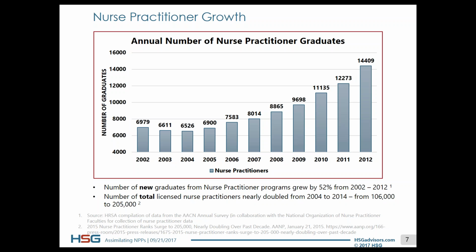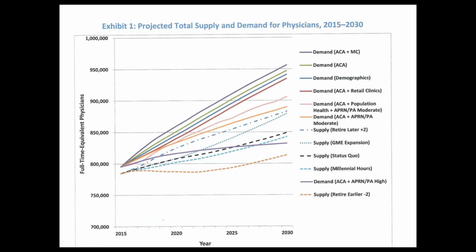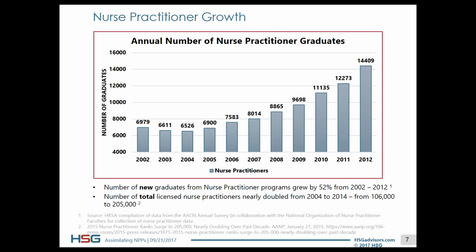And if we look at the total licensed NP capacity, it nearly doubled in that 10 years from 2004 to 2014, going from 106,000 up to 205,000. However, if we look at the total numbers, that 205,000 compared to the numbers of physicians on this slide of upwards of 800,000 at the same time frame, there's clearly not a one-to-one dimension in that regard.